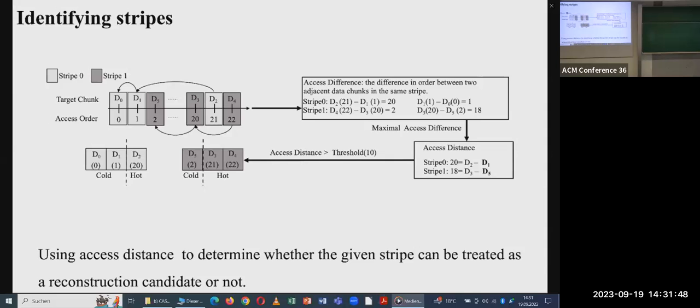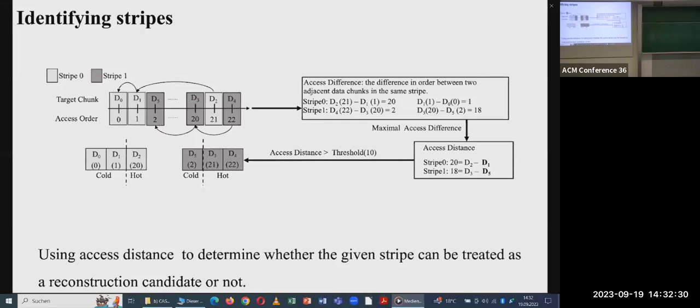We first define the access difference as the difference in order between two adjacent data chunks in the same stripe. For example, the access differences of stripe 0 are 20 and 1. The access distance is the maximal access difference. In the figure, the access distance of stripe 0 is 20. Because the access distance is larger than the threshold, this stripe can be classified as a reconstruction candidate.